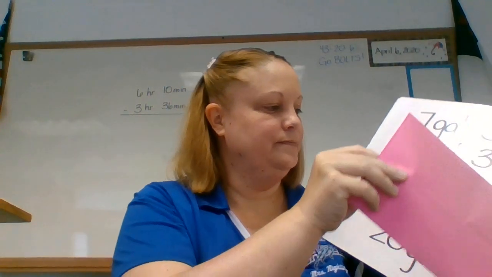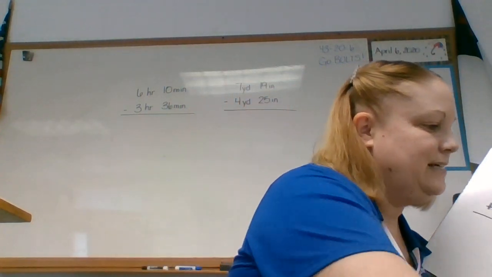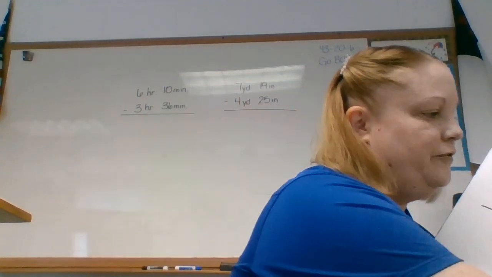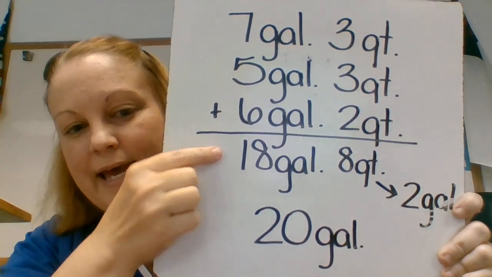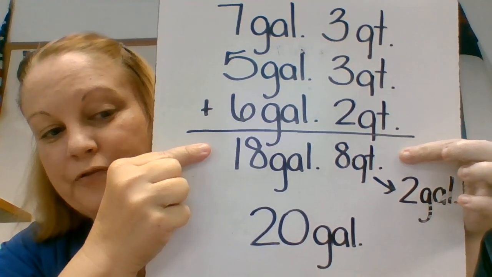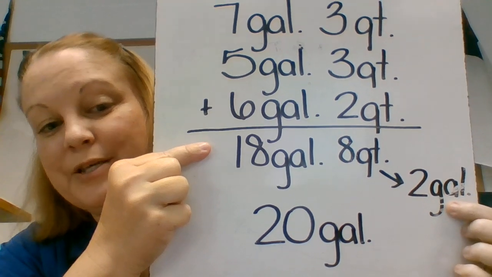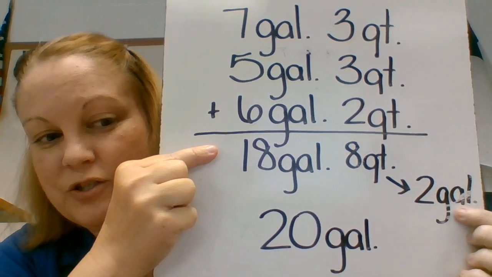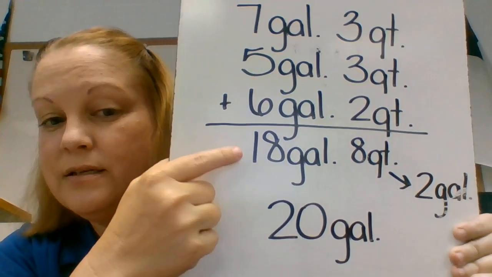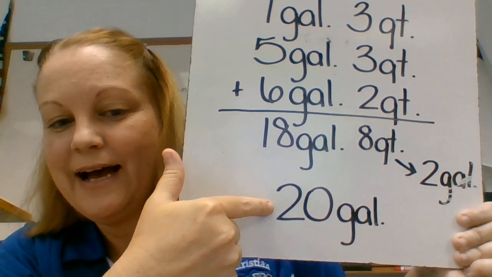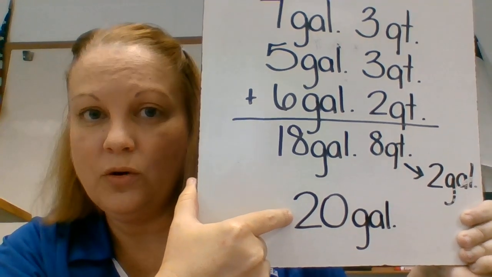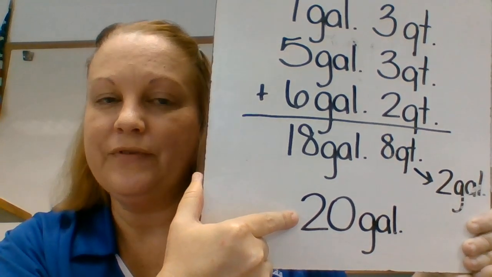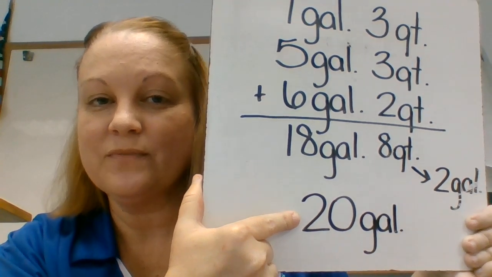All right. Let's see if you got 18 gallons, 8 quarts when you first added it, but of course there's 4 quarts in a gallon, so really those 8 quarts are 2 gallons. When we add that to the 18 gallons, our combined total is 20 gallons even. We didn't have any quarts left over, so hopefully you got that. All right, we're going to move on to subtracting compound measures today.